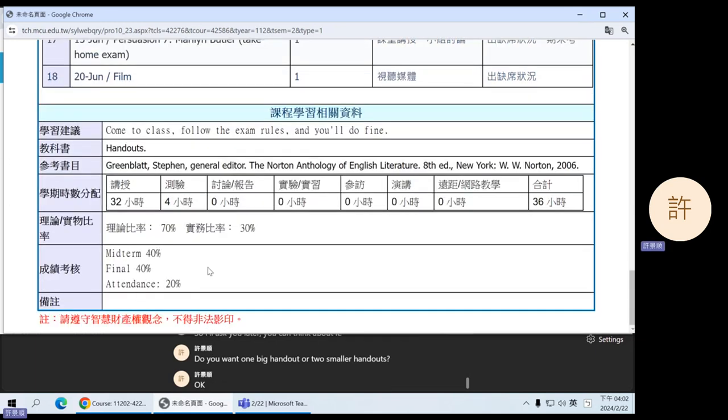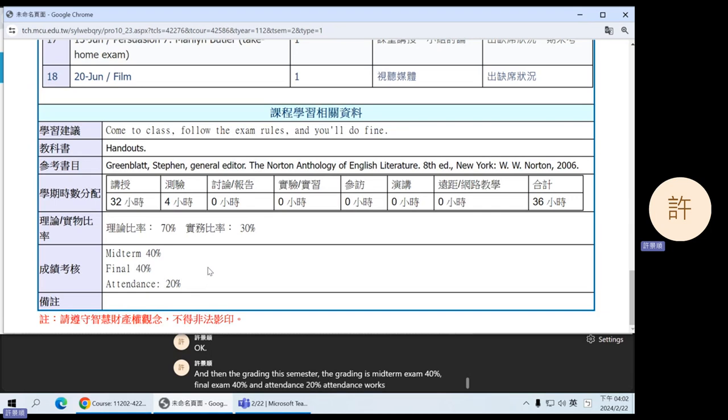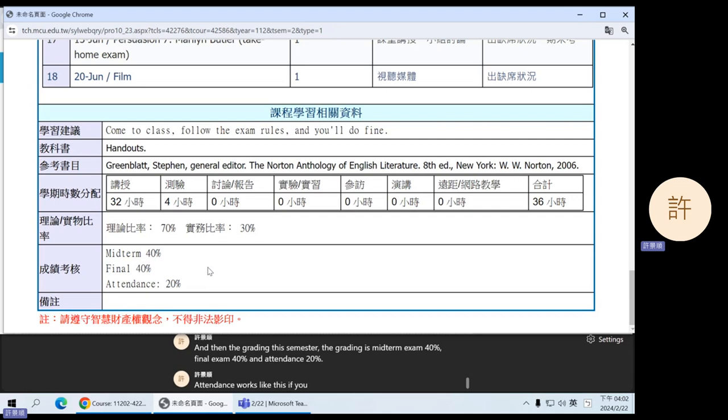Okay, and then the grading. This semester, the grading is midterm exam 40%, final exam 40%, and attendance 20%. Attendance works like this. If you are absent and you do not take leave, 没有请假, I will take away 3 points out of 20. If you use 100% as the daily grade, if you don't come to class and you don't take leave, I will take away 15 points.